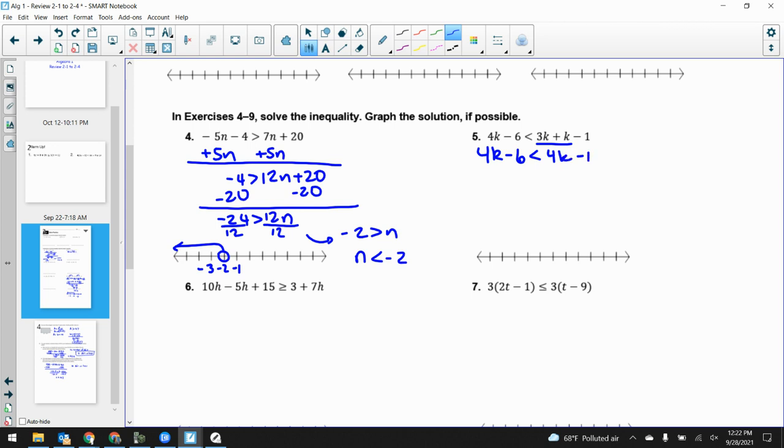Now, alarms are going off in my head. Ding, ding, ding. Why? If you subtract the 4k, you'll get negative 6. Yeah, this is a special case because I see 4k and 4k. I subtract 4k from both sides, which gets me negative 6 is less than negative 1. Now you have to decide, is that a true statement? Is negative 6 smaller than negative 1? Yes. Got it on a number line. Negative 6 is more to the left than negative 1. So therefore, all real numbers.